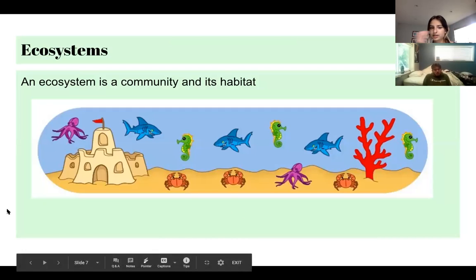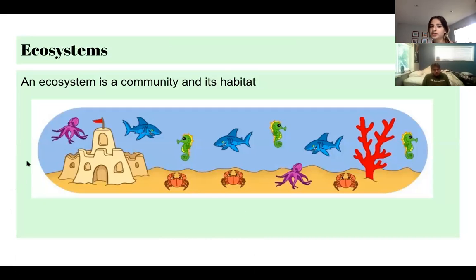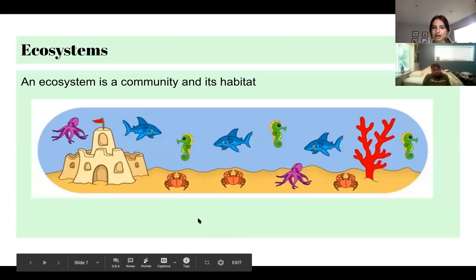Okay, and so an ecosystem is essentially a community and its habitat. And there's just an image of that there.